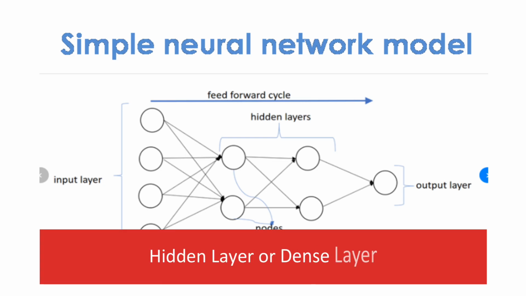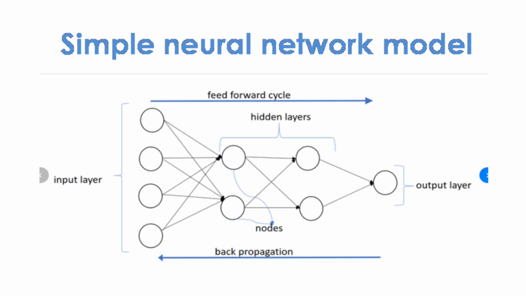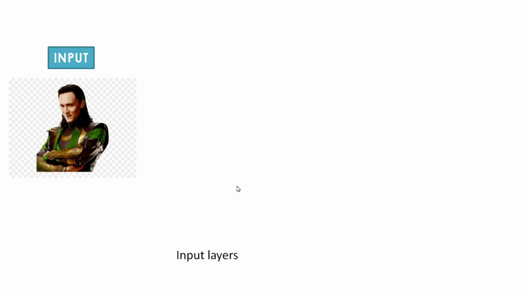The middle layer is also known as the hidden layer. This hidden layer processes the data and sends the data to the output layer. Finally, the output layer shows the output of your project. So this is the simple workflow of a neural network, and here is my real-time example of a neural network.